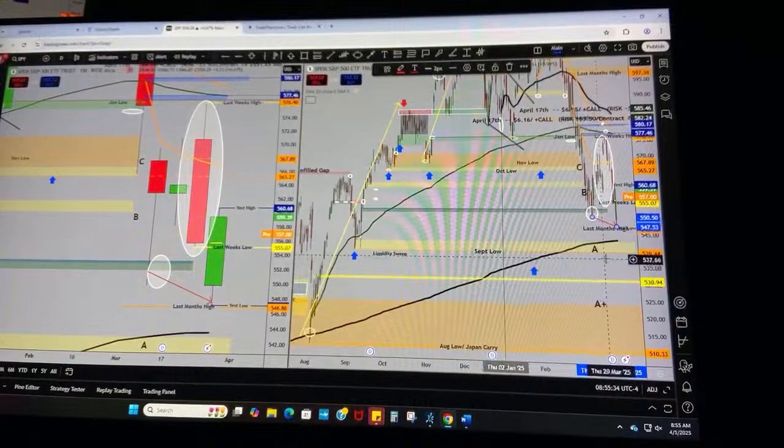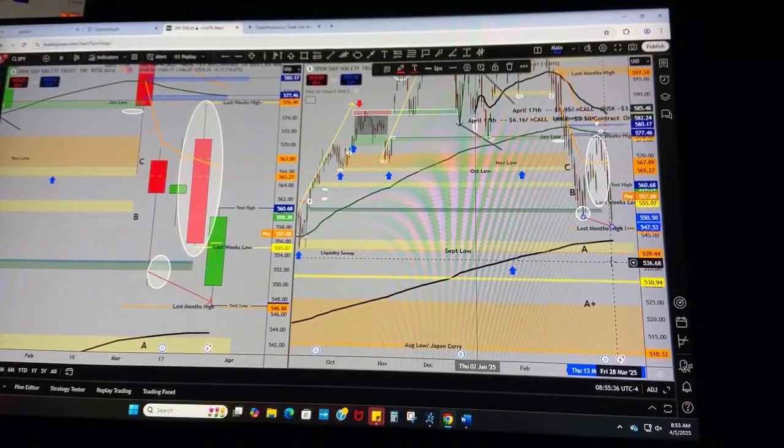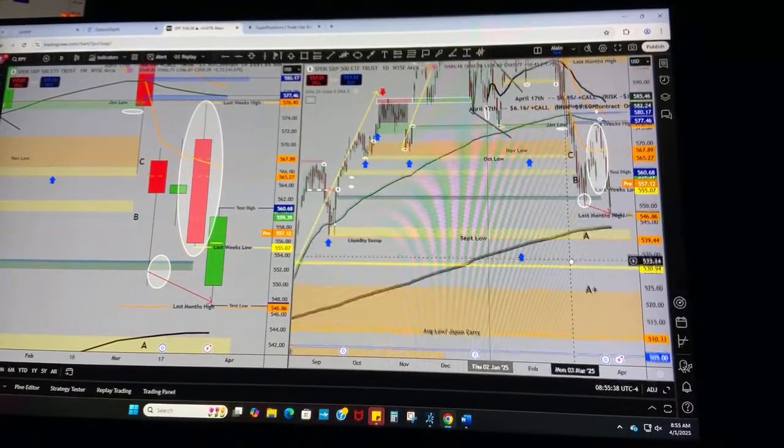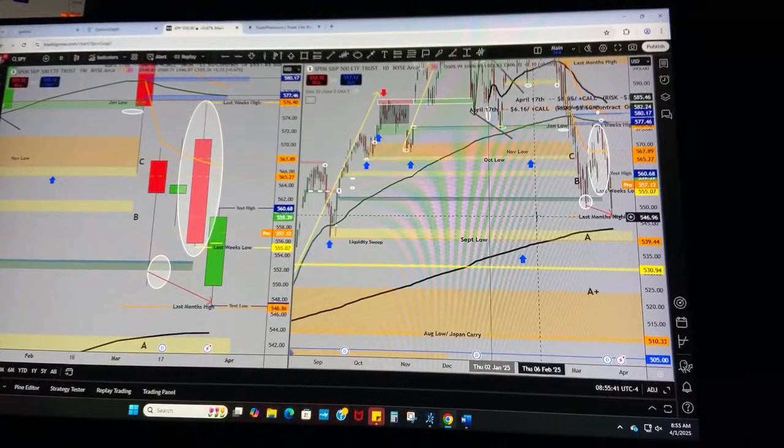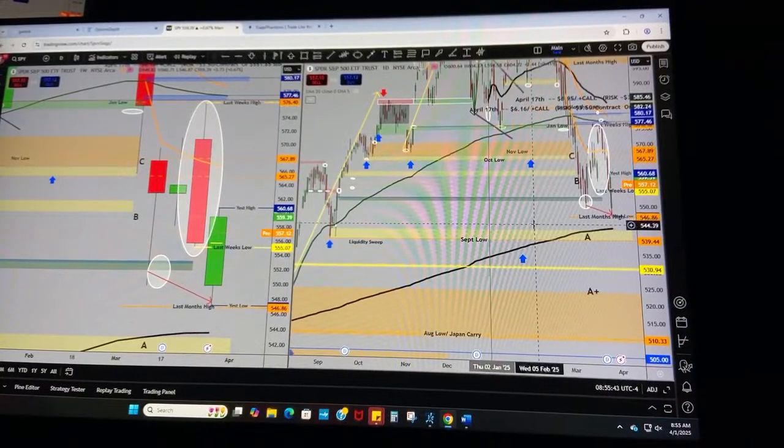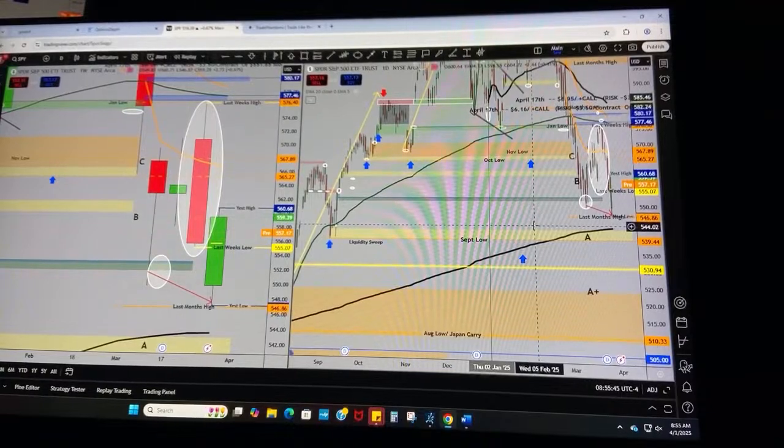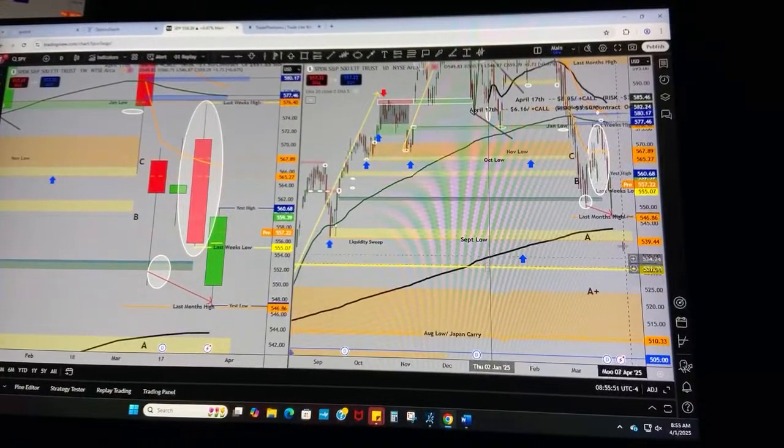Now we do have some levels lower down here as well. Typically on Mondays, I host a Monday prep for Phantoms members where we go over the higher time frames, the monthlies, the weekly time frame, and the daily time frames as well, mapping out levels for the week, and so on and so forth.